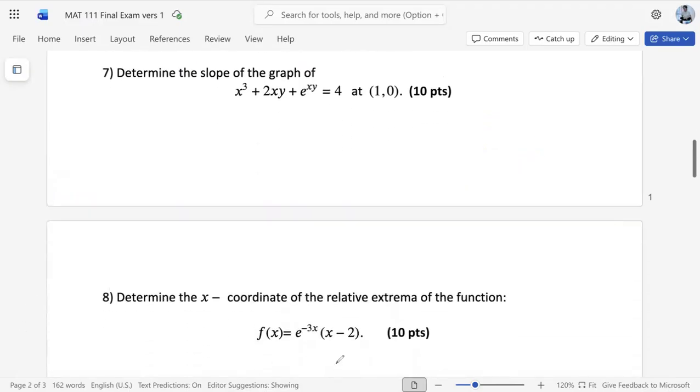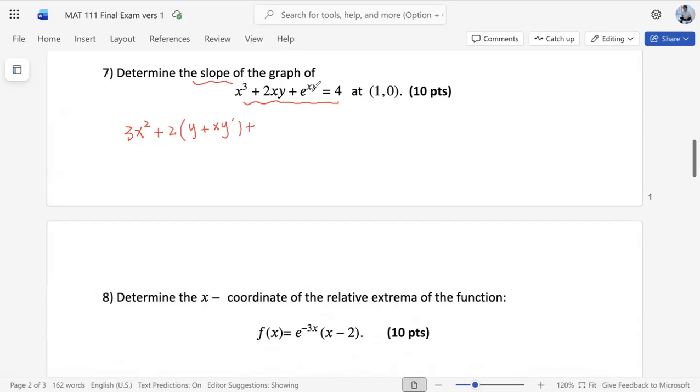Let's see, 7. So we want to determine the slope of this graph, right? We need to use, because it's not a function, it's an equation, we need to use implicit differentiation. So when we differentiate x, it's the same as differentiating functions. But when we differentiate y, we need to attach y prime. So keep 2 outside. We'll take the derivative of the first one, multiply the second one. Derivative of x is 1 times y. Then we take the derivative of the second one times the first one, where derivative of y is y prime.